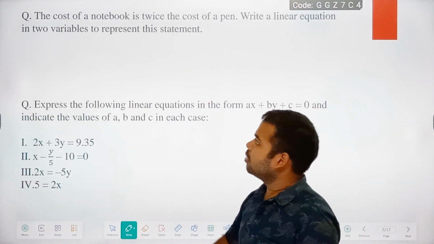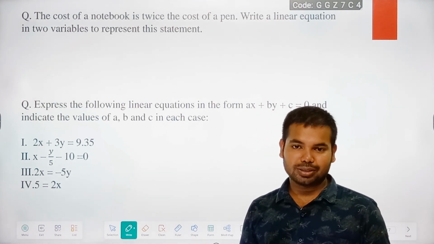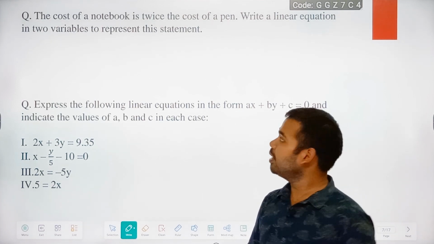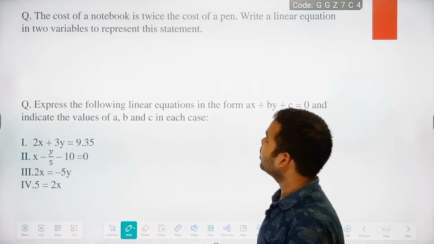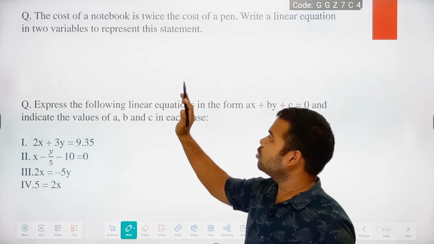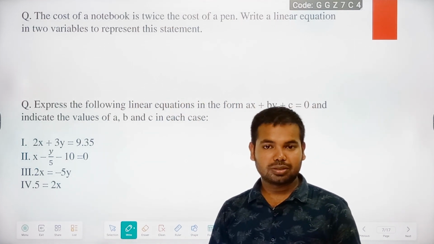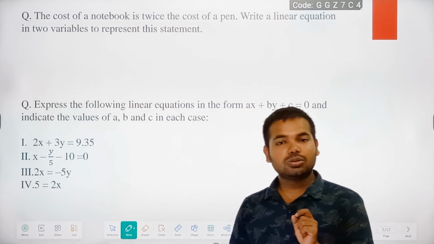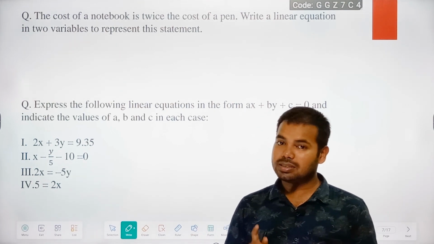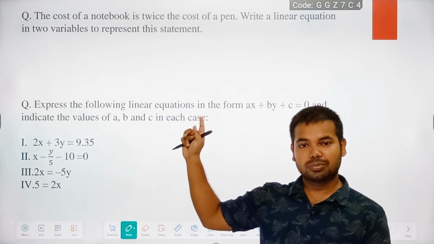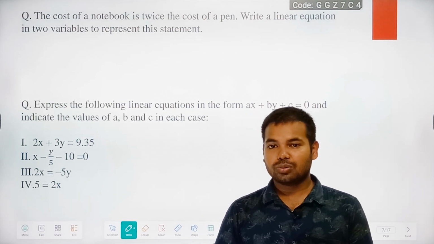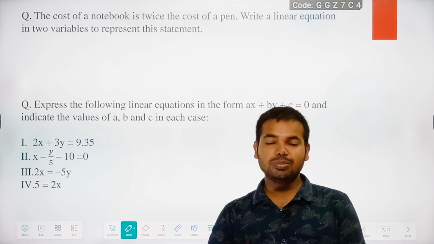We need to determine a linear equation. Remember, we need to set some variable where we have some problem. The cost of a notebook is twice the cost of a pen. Write a linear equation in two variables to represent this statement. Now we do not know the cost of a notebook, nor the cost of a pen, but still there is a comparison between them. Though we do not know them, we can compare them if we take these uncertain quantities as variables.